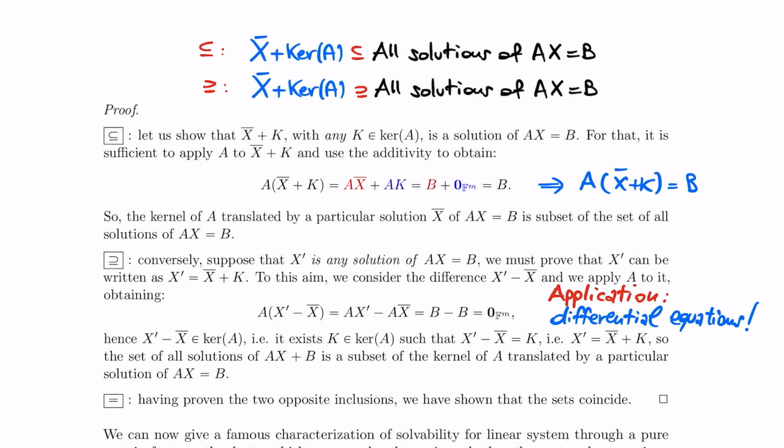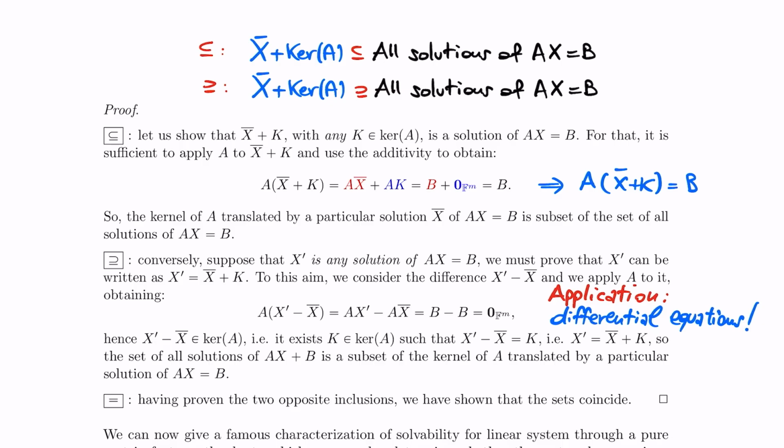In this course, we are not going to use explicitly this result. However, it was important to discuss it because it plays a major role in the solution of linear differential equations that you will surely encounter during your academic path.